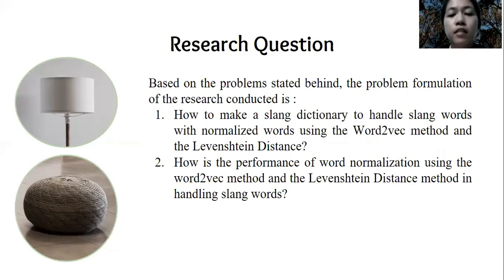Research questions. Based on the background, the problem formulation of the research conducted is: first, how to make a slang dictionary to handle slang words with normalized words using the Word2Vec method and the Levenshtein distance. The second, how is the performance of word normalization using the Word2Vec method and the Levenshtein distance method in handling slang words.